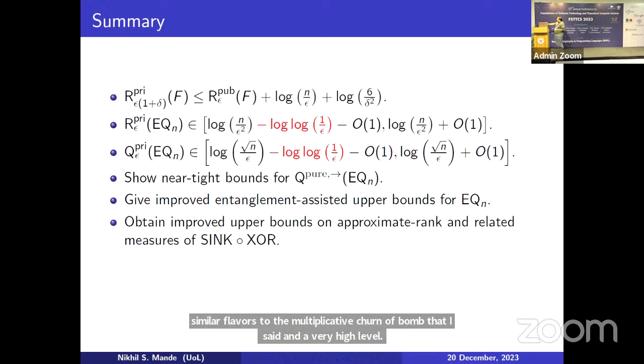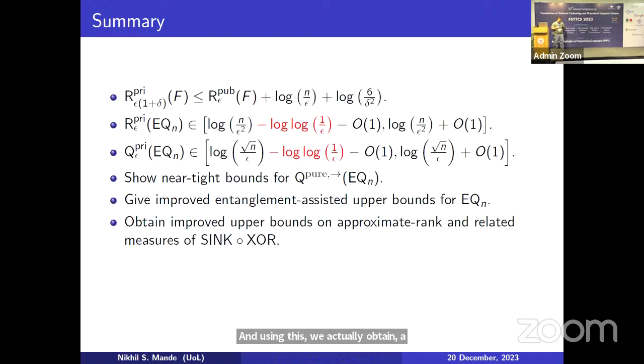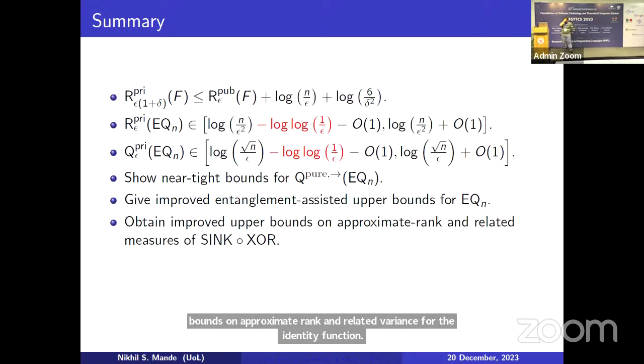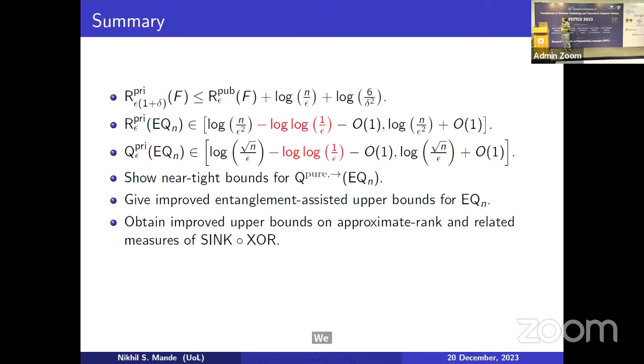And using this, we actually obtain improved upper bounds on approximate rank and related variants for the identity function, which nearly match Alon's lower bounds. And this in turn gives us improved upper bounds for this sink of XOR function, which was used a few years ago to refute these randomized and quantum variants of the log rank conjecture.